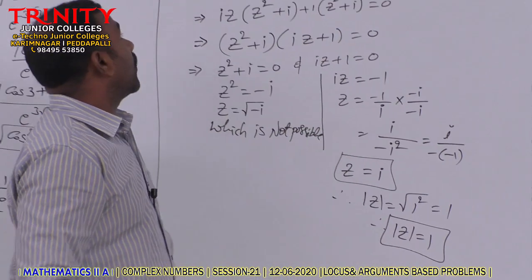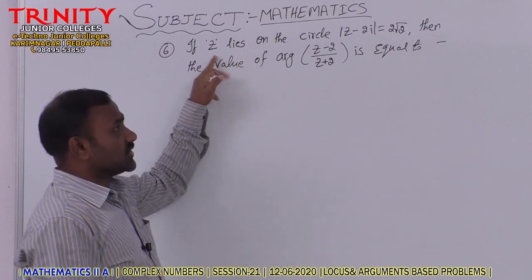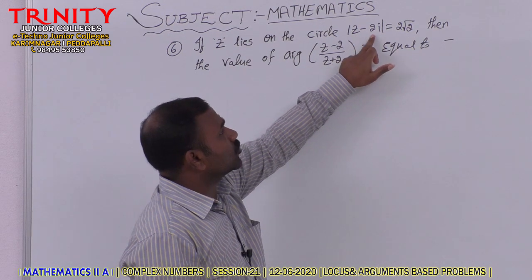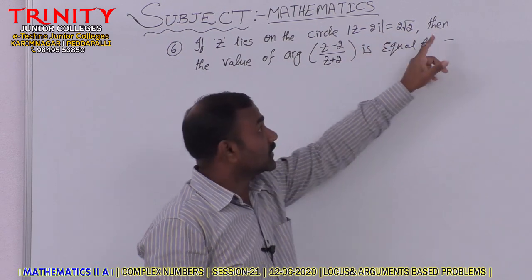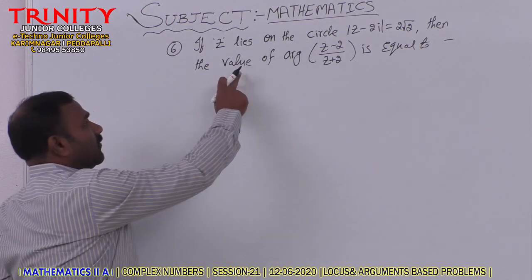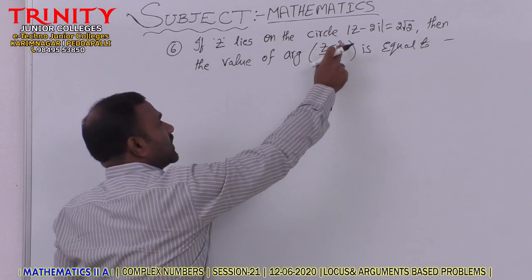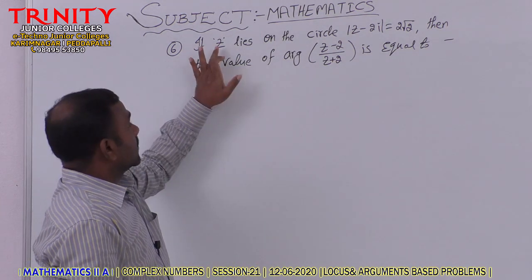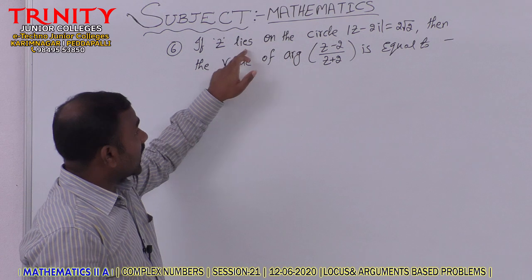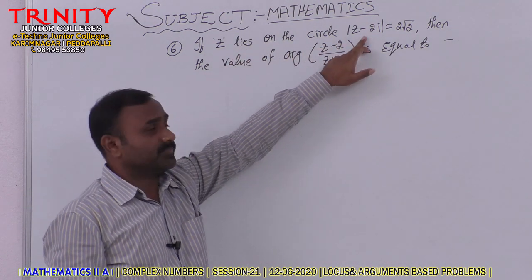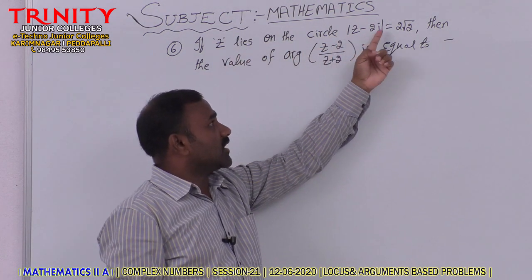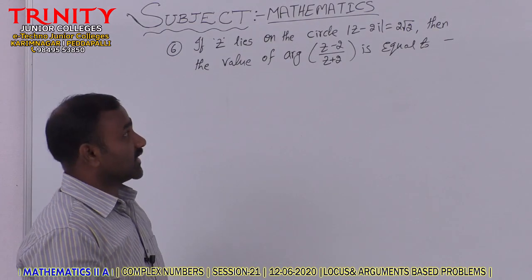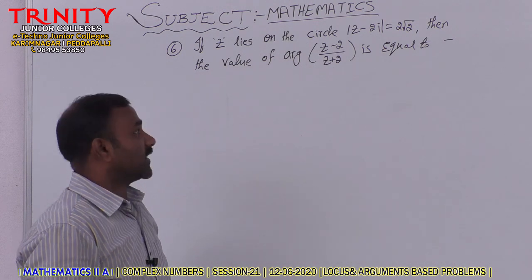If z lies on the circle modulus of z minus 2i is equal to 2 root 2, then the value of argument of (z minus 2) by (z plus 2) is equal to what? The complex number z lies on the circle. This modulus of z minus 2i equal to 2 root 2 represents the equation of a circle. But what is the circle equation? We don't know. We have to find that.